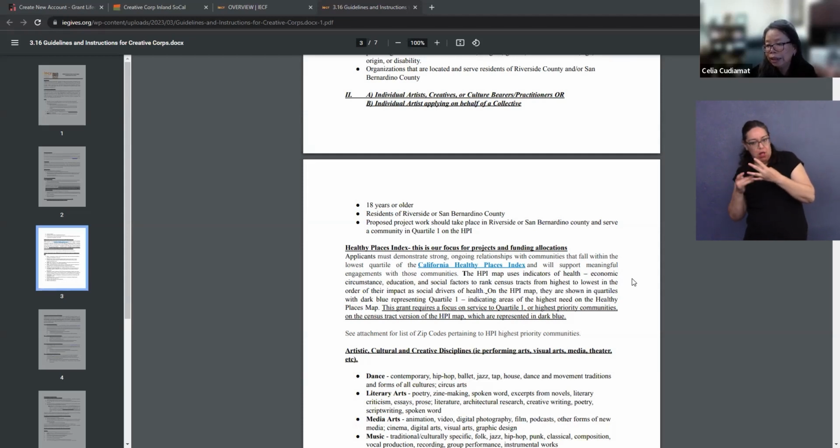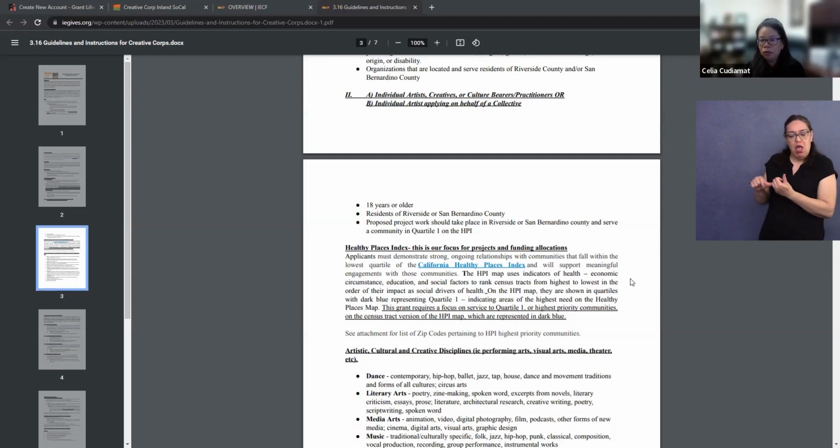In Riverside and San Bernardino counties, I provided like 131 zip codes that were identified in the census tracts. So there's different ways of how you could take a look at the communities, right? I pulled out the zip codes. I had our program associate pull out the zip codes for you guys to kind of see as an example where these communities are.